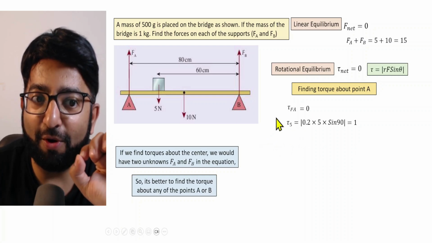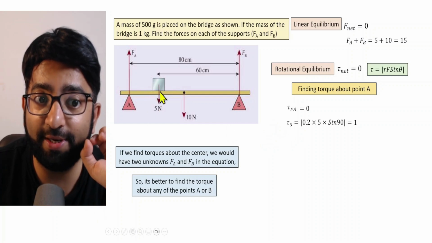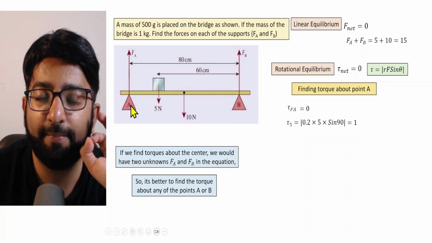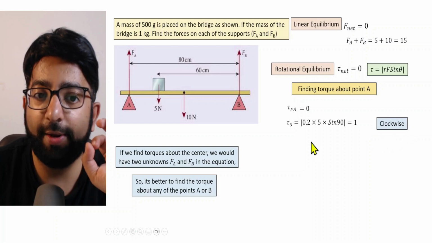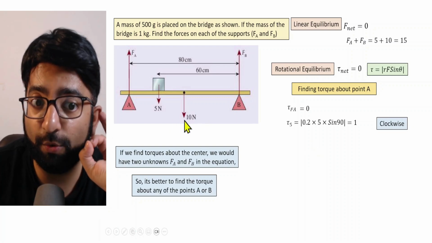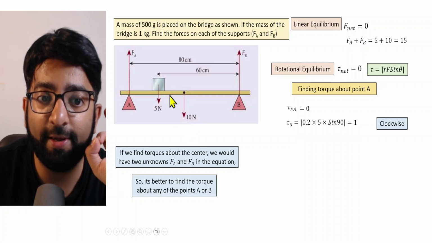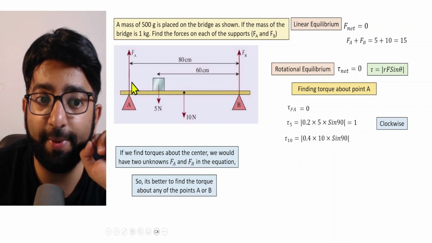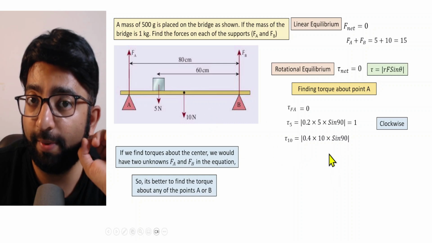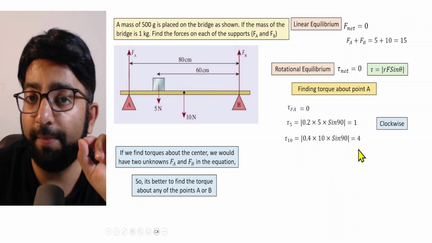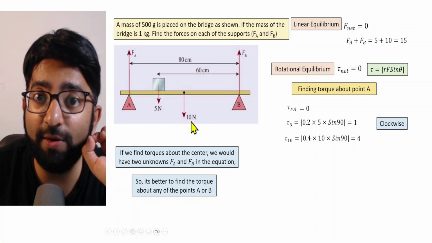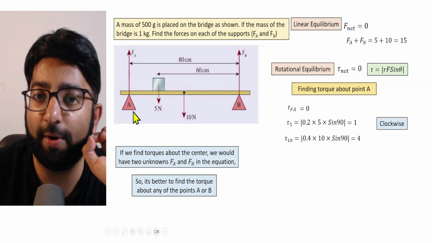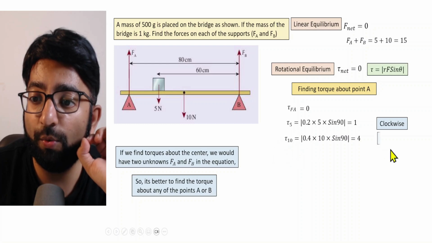But what about the direction of this torque? So if you observe, this 5 Newton force has a tendency to rotate the platform in a clockwise fashion because the pivot is at point A. Hence, the torque due to 5 Newton will be clockwise. The third force acting is 10 Newton. So the magnitude is 10. The distance of 10 Newtons from the point A will be half of 80, which is 40 centimeters, so 0.4. So the torque due to 10 Newton will be 0.4 multiplied by 10 multiplied by sine 90. If we solve this, we'll get 4 Newton meter. And like in the case of 5 Newton, 10 Newton also has the tendency to rotate the platform in a clockwise fashion because the pivot is at point A. So the direction of torque due to 10 Newton will be clockwise.